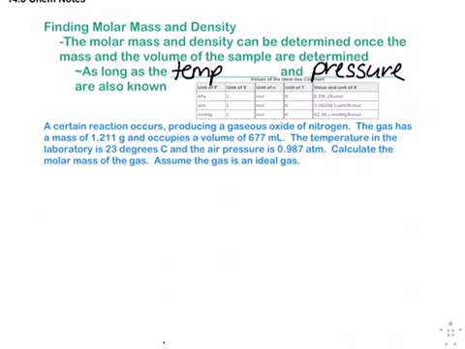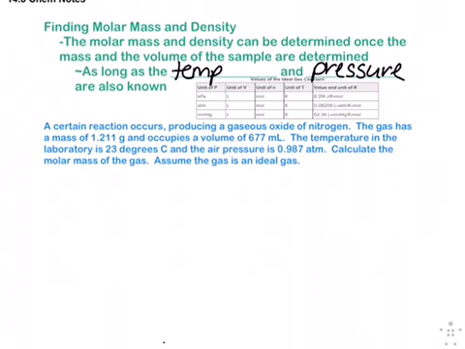So a certain reaction occurs producing a gaseous oxide of nitrogen. The gas has a mass of 1.211 grams and occupies a volume of 6.77 milliliters. The temperature in the lab is 23 degrees Celsius with an air pressure of 0.987 atmosphere. Calculate the molar mass of the gas. Assume the gas is ideal.